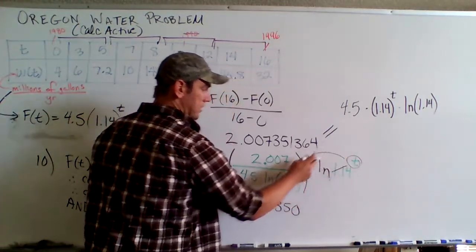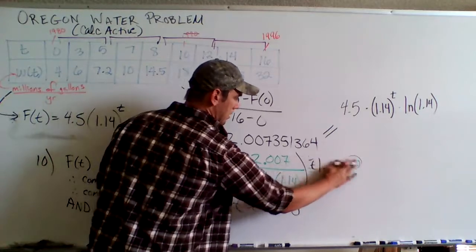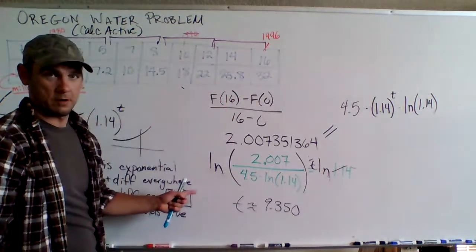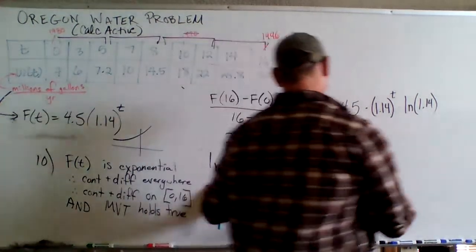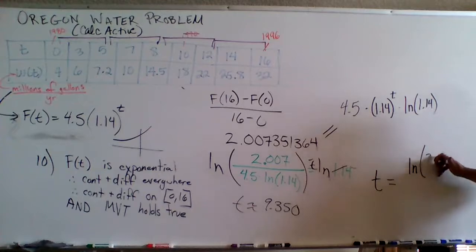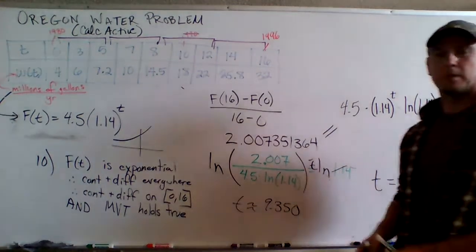Nice. I'm just going to quickly show you, if you had done natural log, you're still going to bring your t out front, but now we're going to have to divide by the natural log of 1.14. So this would be t equals the natural log of all this nasty garbage, divided by now the natural log of 1.14, which will give you the same answer.